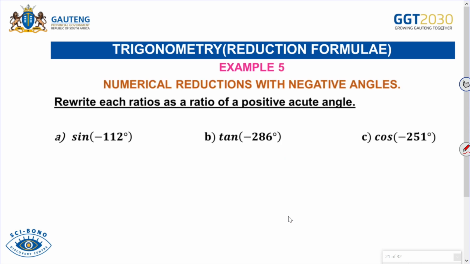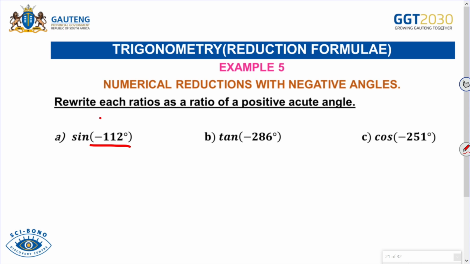Okay, example number 5, numerical reductions with negative angles. So now we are looking at numerical reductions with negative angles. What do you do when you are given numerical reductions with negative angles? Okay, so I've got a negative 112. So first things first, you still do what I said you must do. You must ask yourself, the negative angle, it's in which quadrant? And the negative angle, it's in quadrant 4.